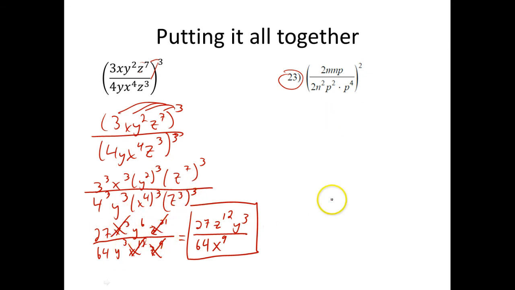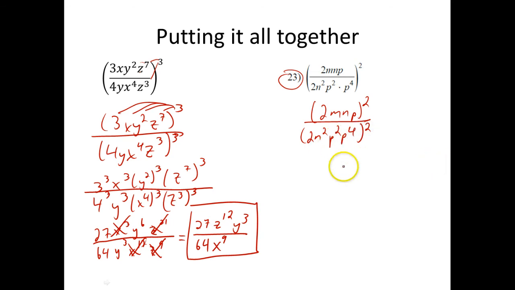Let's take a look at this one from your sheet. So we're squaring everything. So we're squaring the top, squaring the bottom. So I can rewrite that as 2mnp, whole thing squared, divided by 2n squared, p to the 4th, all to the 2nd power.